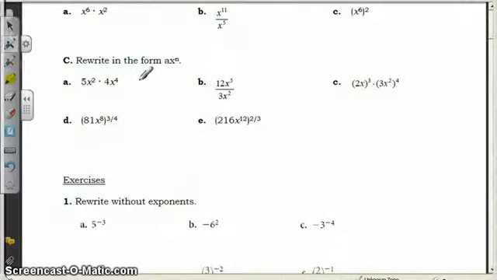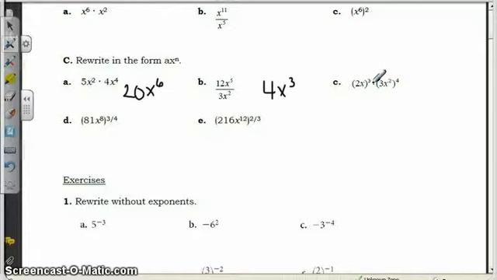Rewrite in the form a times x to the power of n. So when I'm multiplying these two expressions, the coefficients I treat normal. I want to do 5 times 4, which is 20. Now the x2 times x4, I'm going to add the exponents, so that'll be x6. Part B, these I'm going to treat like normal. 12 divided by 3 is 4. And the exponents we subtract, so that is x to the 3.